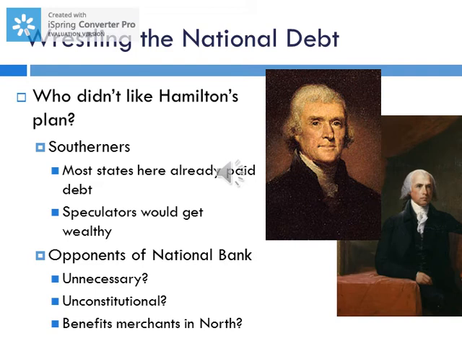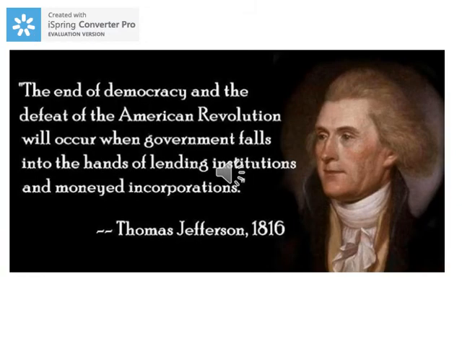Again, the South didn't like Hamilton's plan. Debts had already been paid by the South. There was another thing, though. Some people thought Hamilton's plan was unconstitutional. There was a question, especially by Jefferson, on what the states could do or what the federal government could do relative to the states. Take a look at the next slide.